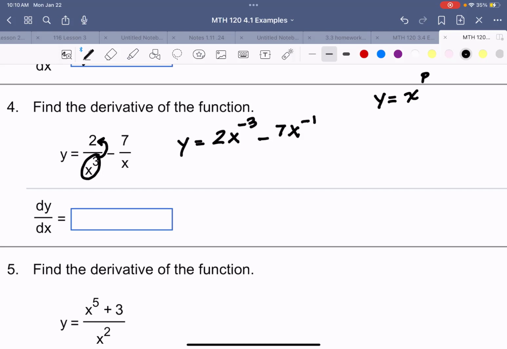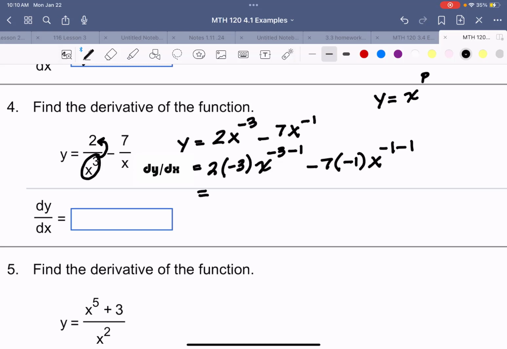Now we can use our power rule. 2 times negative 3, since it's negative, I'll use parentheses to indicate the multiplication. X to the, be careful here, negative 3 minus 1 is going to be negative 4. Minus 7 times negative 1. X to the minus 1 minus 1. So this is going to be negative 6 x to the negative 4 plus 7 x to the negative 2. So with positive exponents, negative 6 over x to the 4th plus 7 over x to the 2nd. That's our final answer.